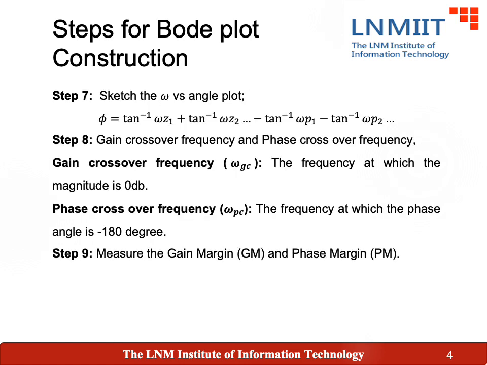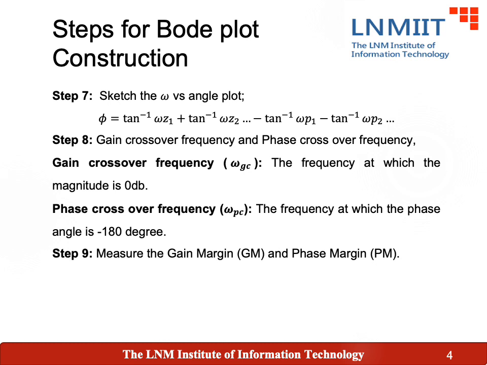Now, after sketching a magnitude plot, we will sketch the phase plot. For sketching a phase plot, we will use the expression of the phase angle. We will calculate the angle of your transfer function with the help of this expression, and we will draw a table in which there will be two columns. One column will be of the frequency omega, and the other column will be of the angle phi. So we will take a set of values of omega, and we will calculate the value of phi for those particular values of omega, and we will sketch a phase response.